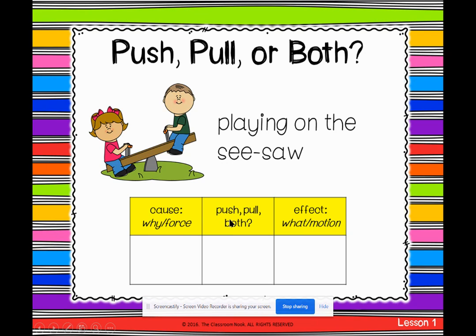All right. So go ahead and pause me and answer those three questions. And if you want to put it in your notebook, make sure that you put it into your notebook, including a drawing. So go ahead and push pause.